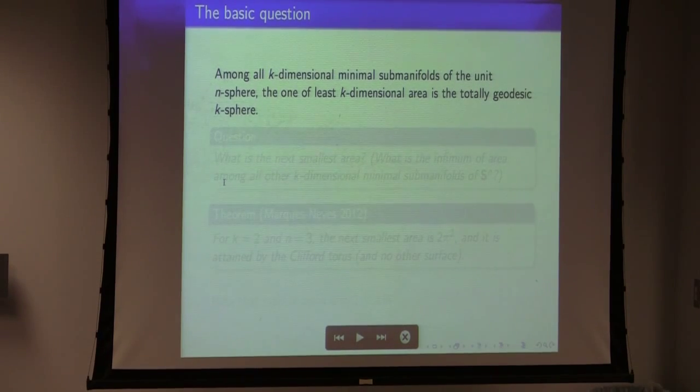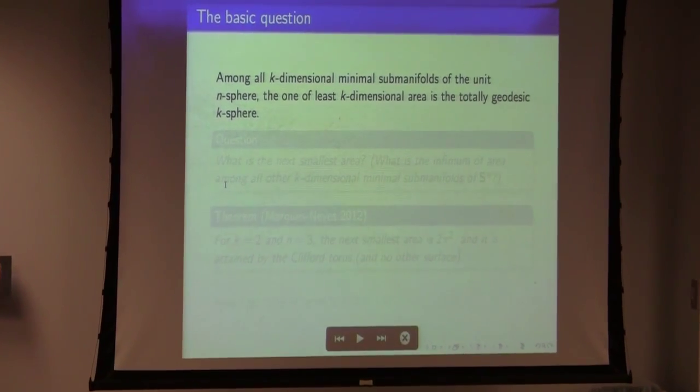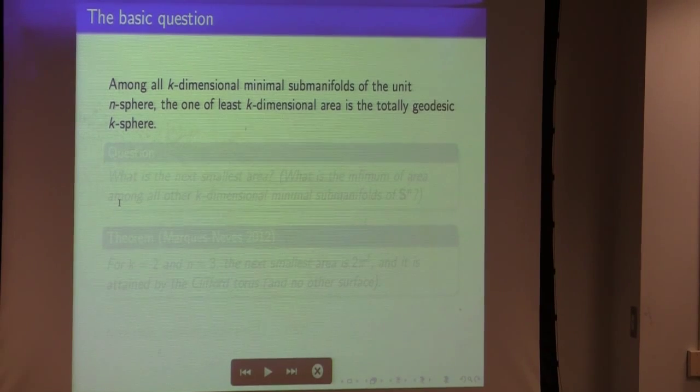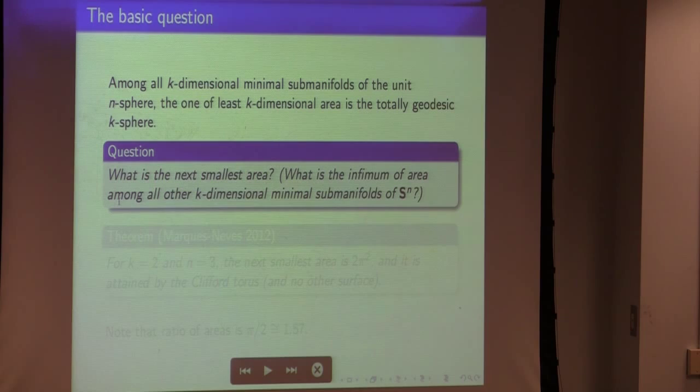So the basic question is, consider all k-dimensional minimal submanifolds of the unit n-sphere. It turns out the one of least area is the totally geodesic k-sphere. And the question then is, what has the next smallest area? If you take the infimum among all other k-dimensional minimal submanifolds of Sn, what's the infimum of area?